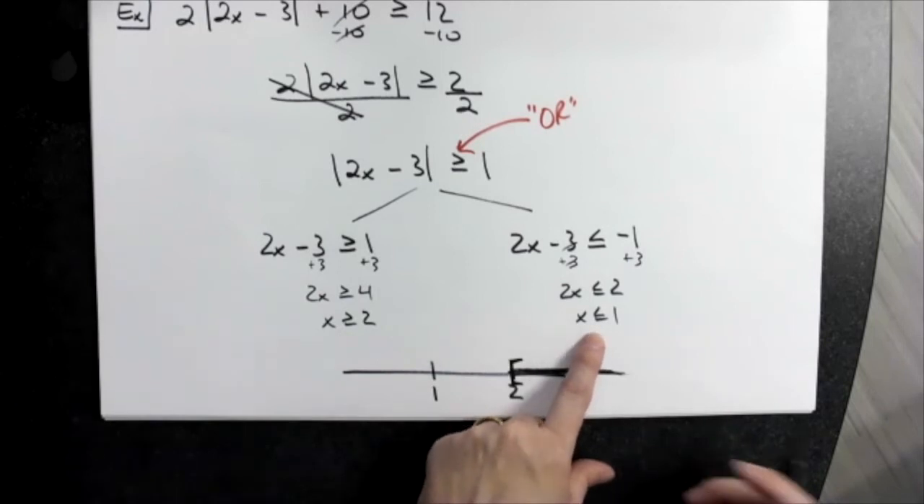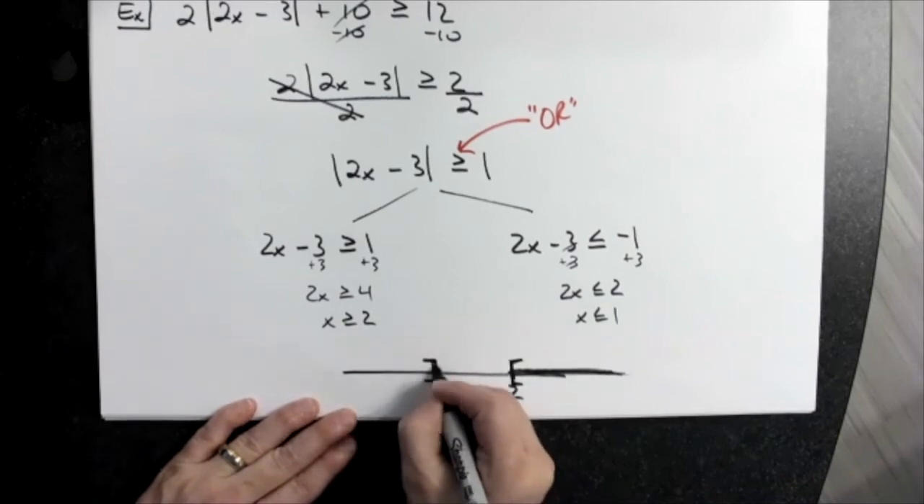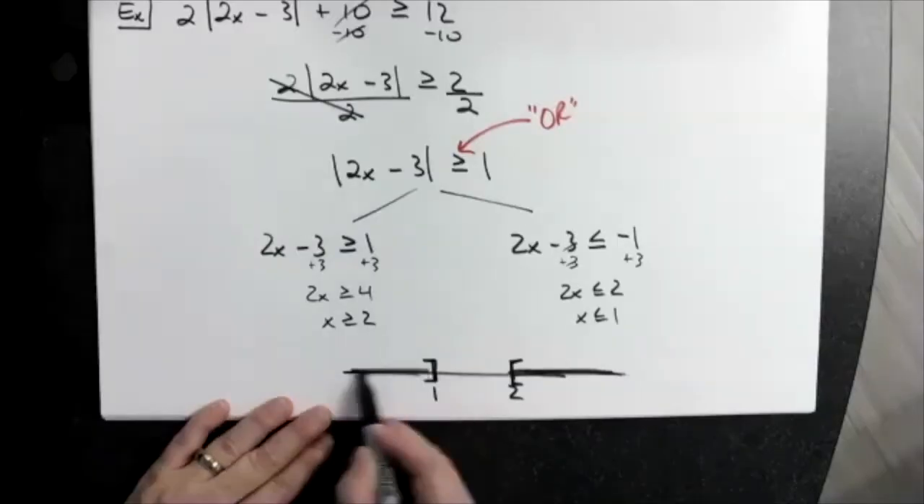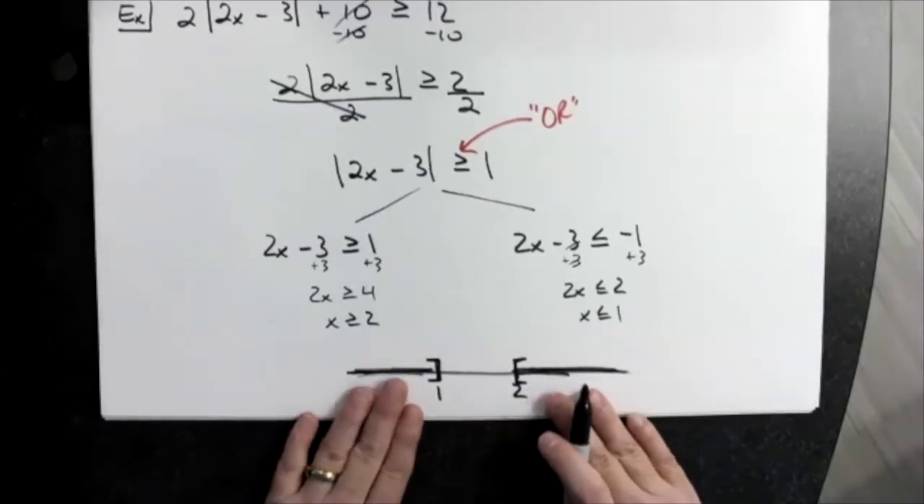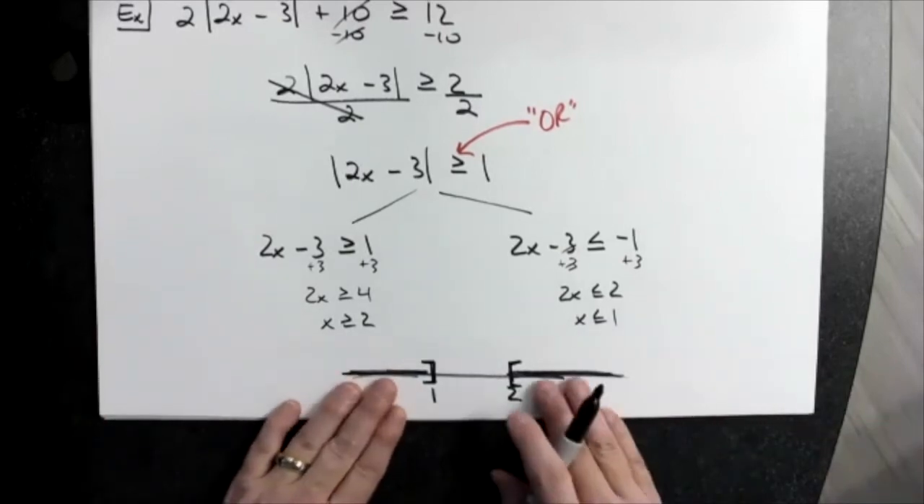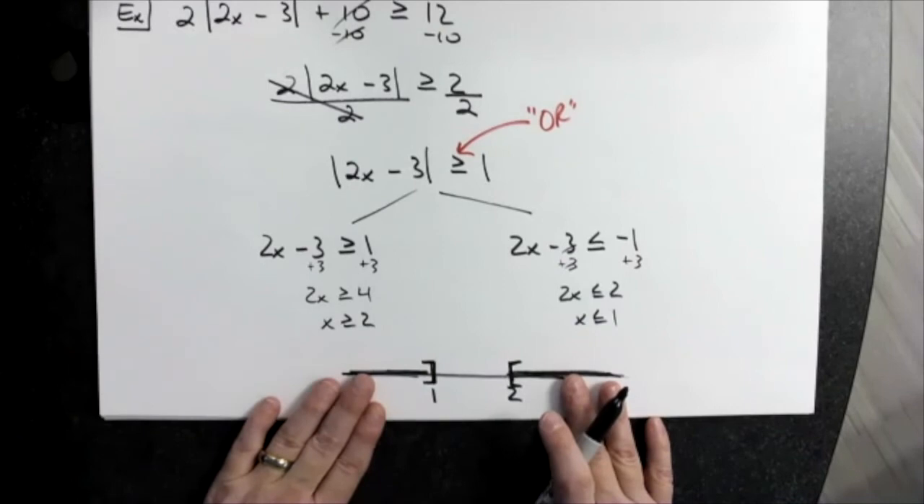And so over here, x is less than or equal to 1. Okay, well, here's my 1. The equal to part gives me the square. Numbers that are less than 1 are over here. So see, it is an or. It's shaded appropriately. When we have or, my answers are here or they're over here. Okay, so my number line, it's an or.